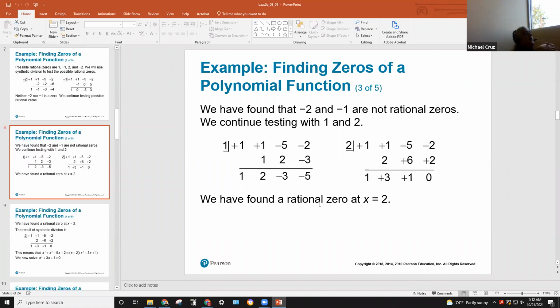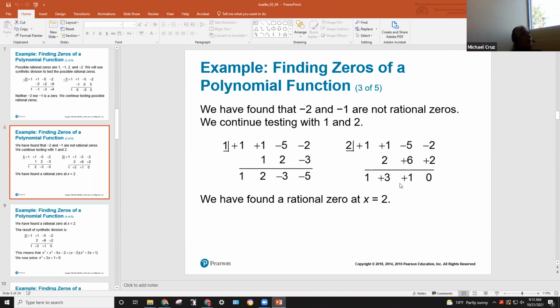So they're doing this specifically in an order just to show you that it is possible you might not get it until the very last one. But in any event, now they're doing 1 and 2. They're doing the positive ones. So bring down the 1. 1 times 1 is 1. Add them up, it's 2. 1 times 2 is 2. Add them up, -3. 1 times -3 is -3. Add them up, -5. Not a solution.